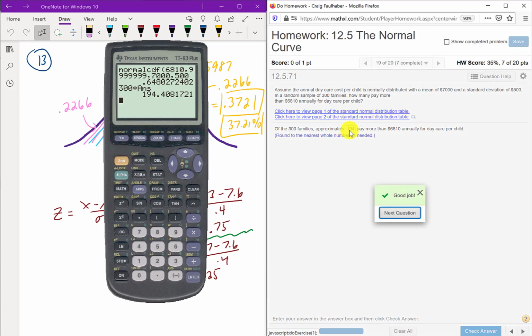And that is going to do it for this section. I think between the problems that I showed you how to do on the calculator and the problems that I showed you in the video lecture, that you should be able to finish this thing up.